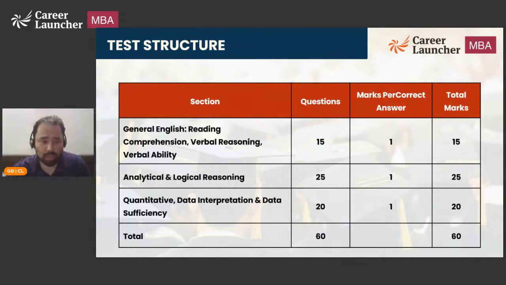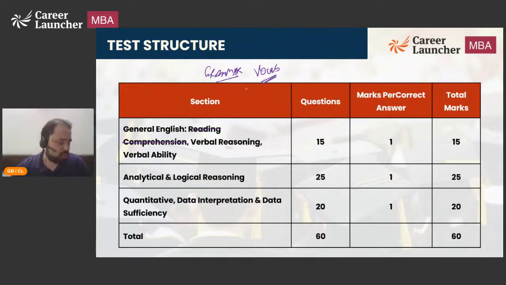Now, this is the important part. The test structure is very, very interesting and very, very important. Please keep in mind that the test basically has 3 sections. As you can see, English is the first section, 15 questions. Do keep in mind that over the last couple of years, reading comprehension has not come. They state reading comprehension, but it has not been there in the paper. Verbal reasoning and verbal ability are predominant. A lot of questions on grammar, and alongside grammar, a lot of questions on vocab.